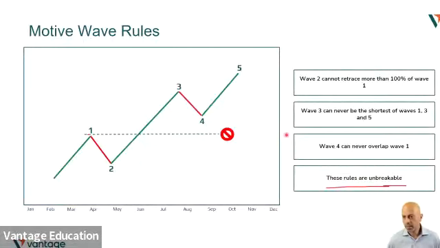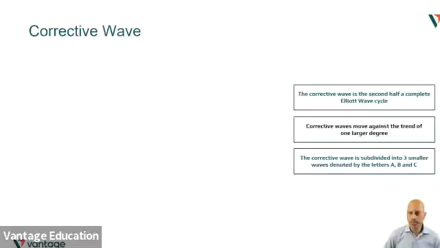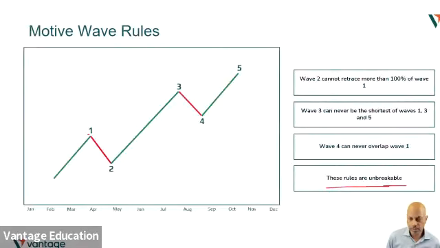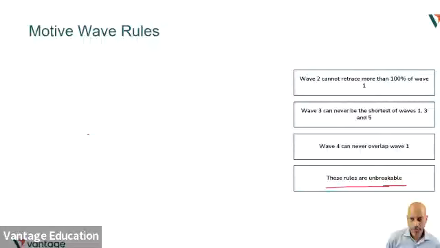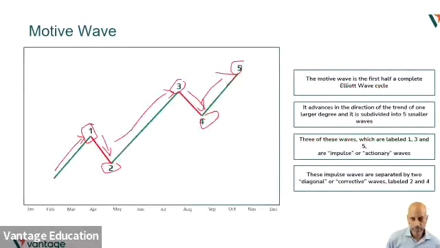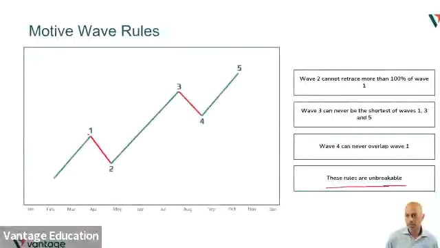Right, okay. Then what else? Let me see if there are any questions coming in. Now we're going to look at the corrective wave, which is the second half of the Elliott wave. Before I get on to the corrective wave, do you need me to go through the motive wave rules again? I'd be more than happy to. If not, I'll just quickly do a recap.